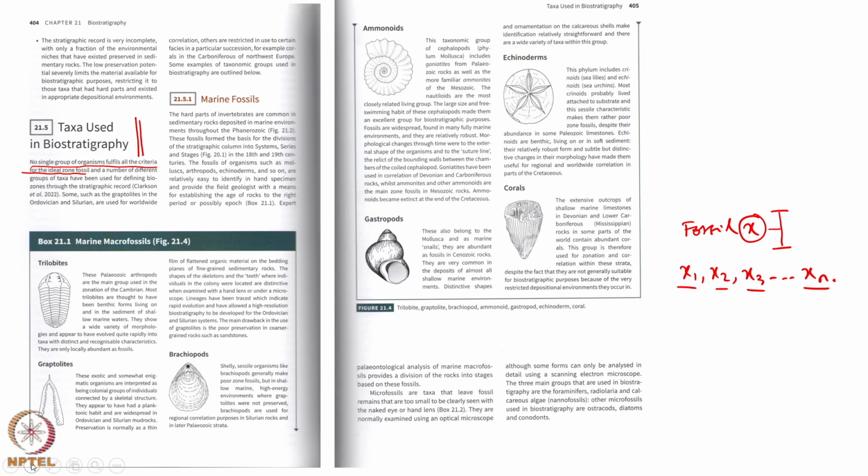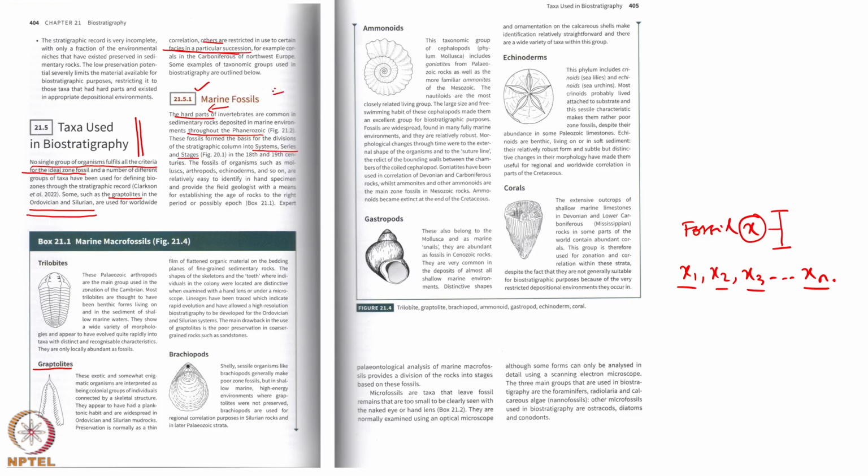Now, there are certain fossils such as graptolites which have been used widely in Ordovician and Silurian age rocks, and there are other fossils which are restricted to certain phases or particular succession. Let us start with the marine fossils. The hard parts of invertebrates are common in sedimentary rocks. These hard parts, also known as tests, are usually calcareous, and they are found throughout the Phanerozoic. And based on these hard parts, system, series and stages are defined.